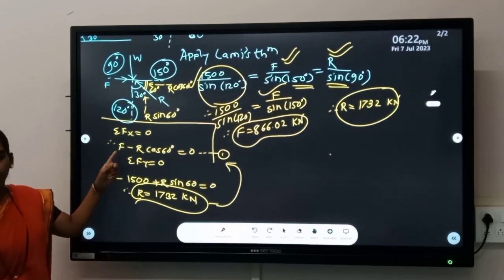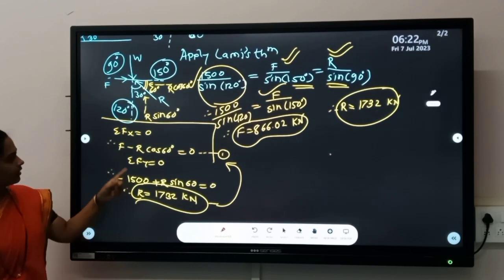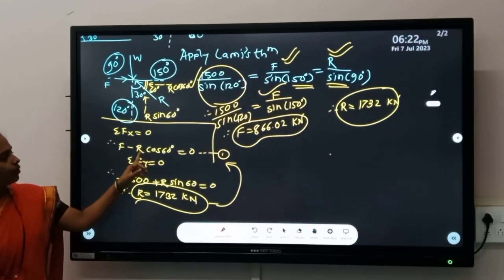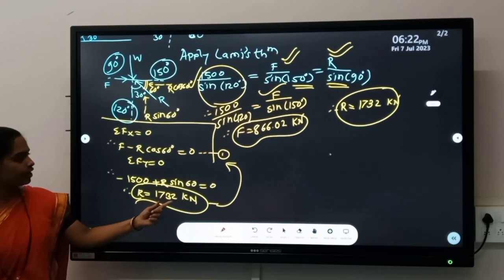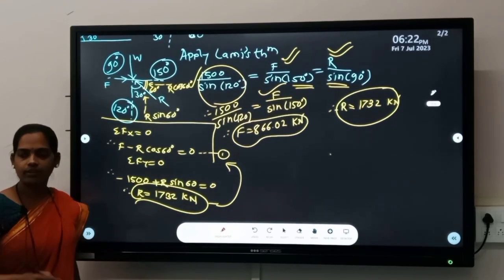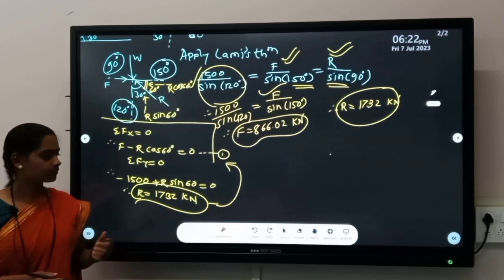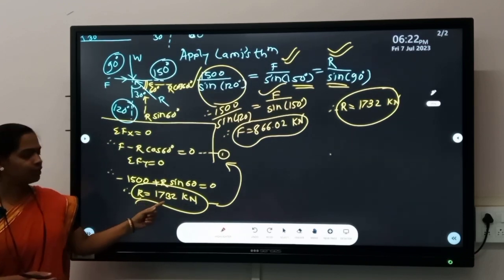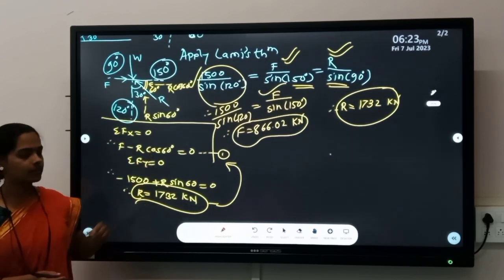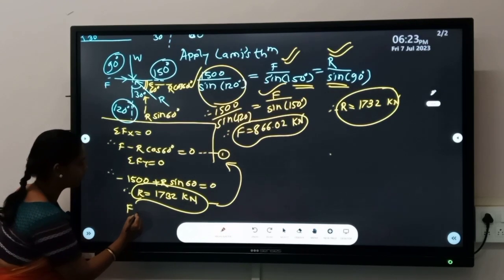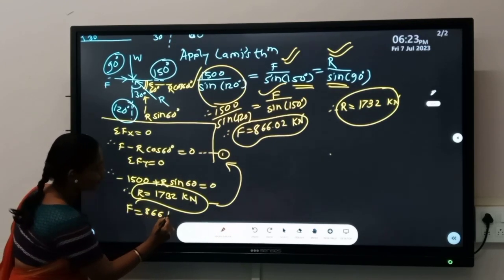Just put this value in equation number 1. Then you can calculate the value for F. Just calculate. F is equal to R cos 60, 1732 into cos of 60. Just do one calculation on the calculator and tell me whether it tallies or not. 1732 into cos of 60. Yes, it becomes F is equal to 866 kilonewton.